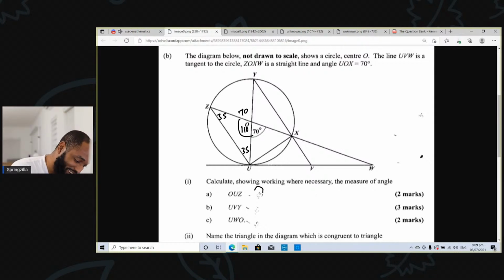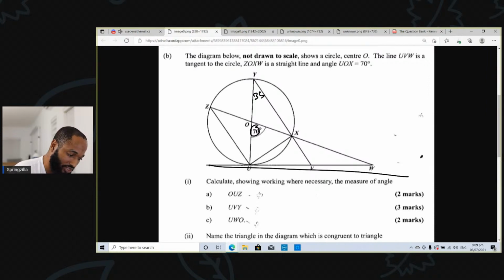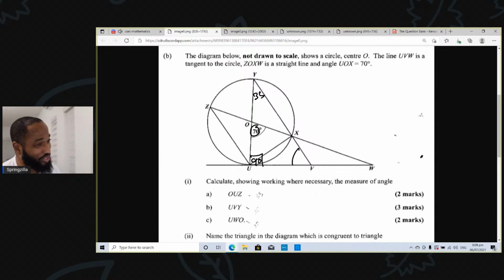So 35. Look at the answer: 35 degrees. UVY, how are we doing that? Well, if this is 70, this is the angle at the center, so it's half here, which means this is 35. If this is a tangent, this is 90. If this is 90 and this is 35, we just need the missing angle to make up the 90. You all understand how we think? It only comes when you practice it a lot.